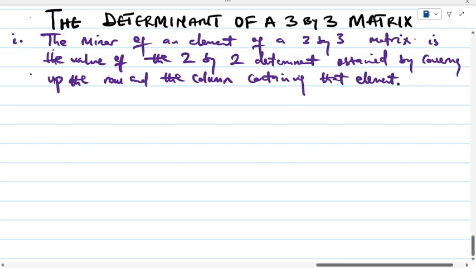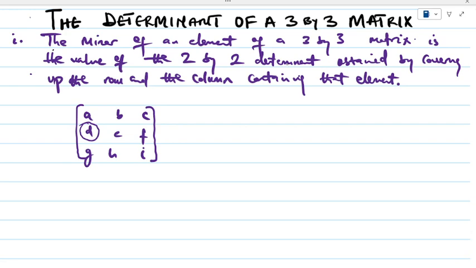For example, if you have this 3 by 3 matrix A, B, C, D, E, F, G, H, I, the minor of this element D is the value of the 2 by 2 determinant obtained by covering up the row and the column containing that element. Let me change my pen. So the row and the column containing this element D is this first row.